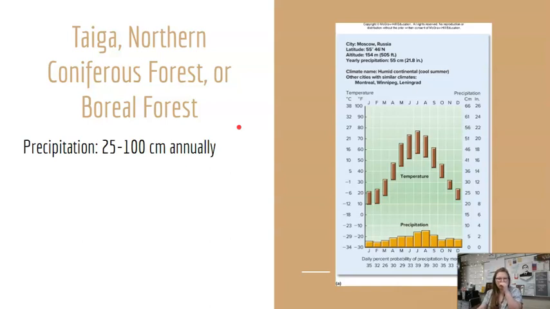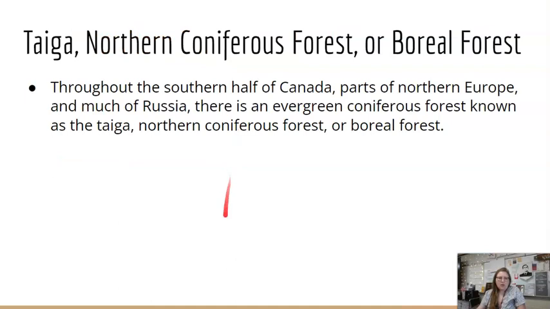All right, taiga, northern coniferous forest or boreal forest. Precipitation is 25 to 100 centimeters annually, and it is cool. Throughout the southern half of Canada, parts of northern Europe, and much of Russia, there's an evergreen coniferous forest known as the taiga, and northern coniferous forest or boreal forest. So all of these things are the same thing.